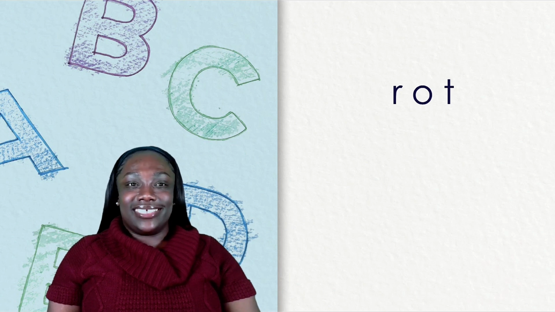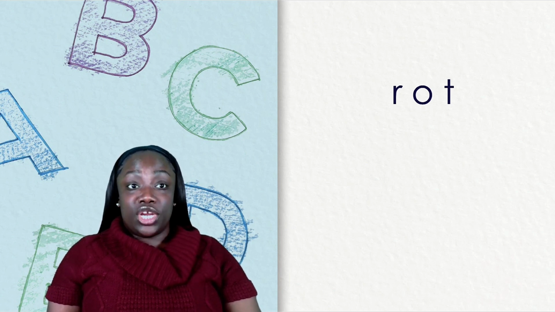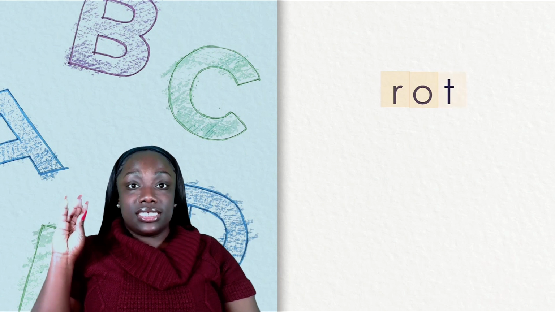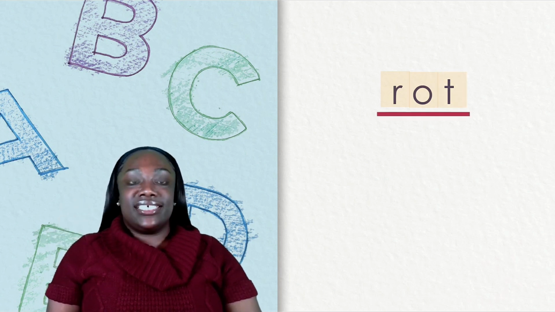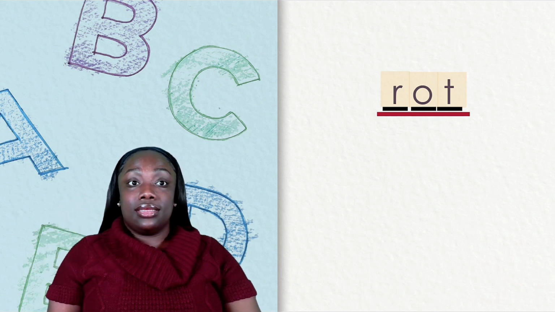Now we use sound boxes to help us spell more words with the short O in the middle. Grab your pencil and paper. This word is rot. R-O-T. Rot. You tap it with me. R-O-T. How many sounds do you hear in the word rot? Three sounds. You got it.